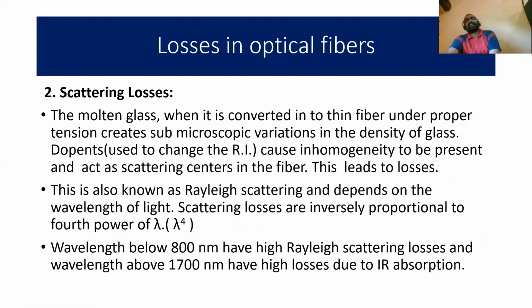Next, let us discuss the scattering losses. When molten glass is converted into thin fiber under proper tension, it creates a submicroscopic variation in the density of glass, which causes inhomogeneity and acts as scattering centers in the fiber. This leads to losses.